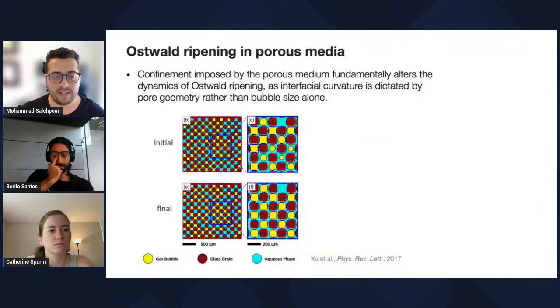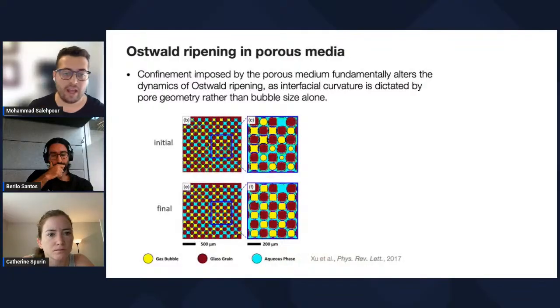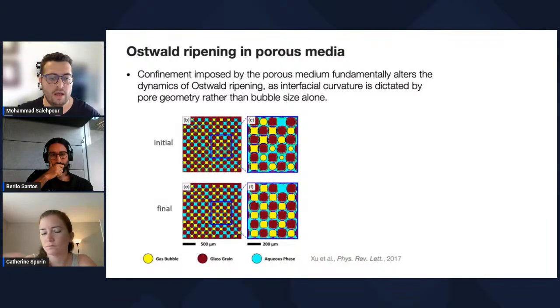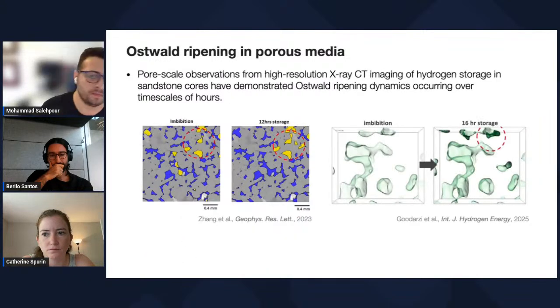Absolutely. But there's a big difference between Ostwald ripening happening in porous media and in an open system. In porous media, we have confinement, and the size of the bubbles does not necessarily correlate with their radius of curvature or their internal pressure, as the interfacial curvature is dictated by the pore geometry rather than the bubble size alone. And from the micro-CT experiments, we also saw that Ostwald ripening can happen over a time scale of hours.